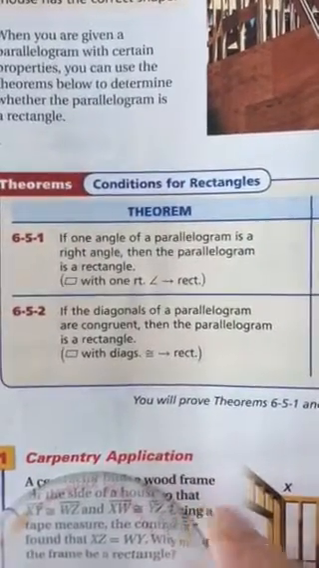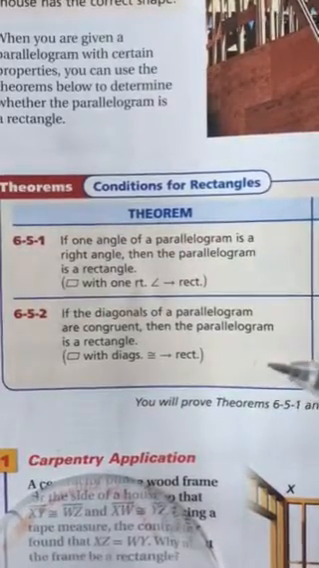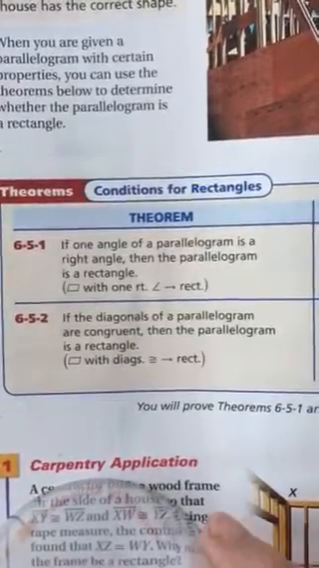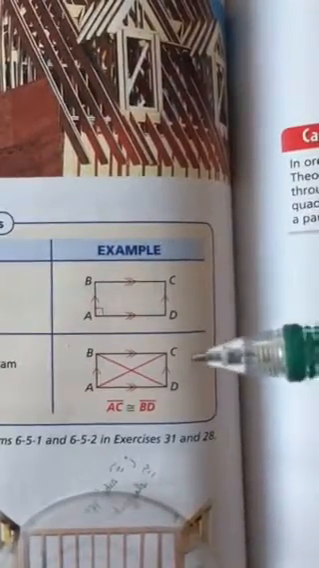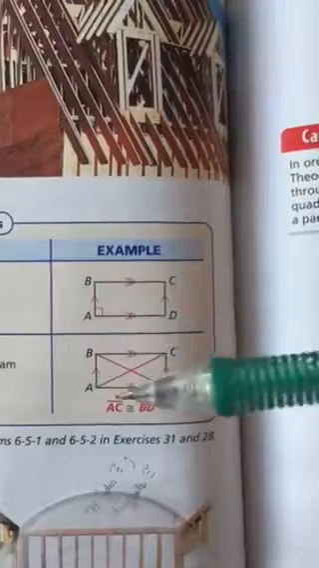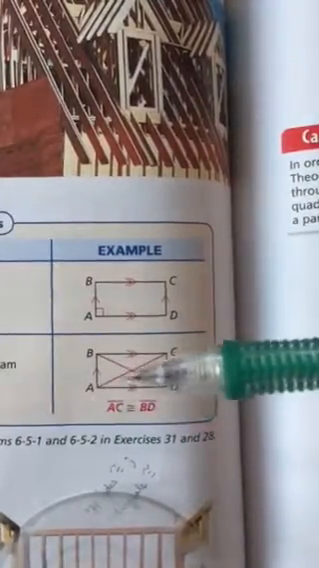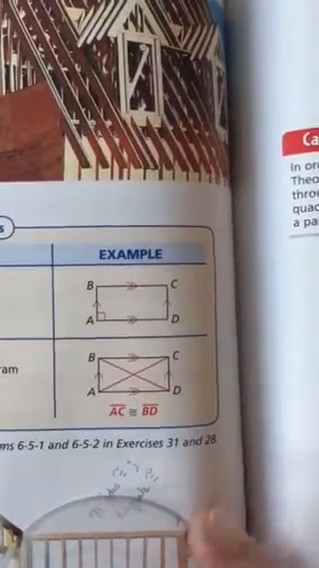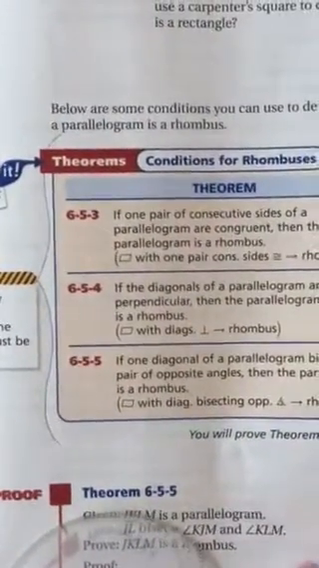All right, the second one says, if the diagonals of a parallelogram are congruent, then the parallelogram is a rectangle. If the diagonals of the parallelogram are congruent, then we know it is a rectangle. So what we said in 6-4 is if this is a rectangle, then its diagonals are congruent. Now we're saying if we have a parallelogram and know that its diagonals are congruent, then that tells us that it's a rectangle. All right, so moving on to page 419, conditions for rhombuses.